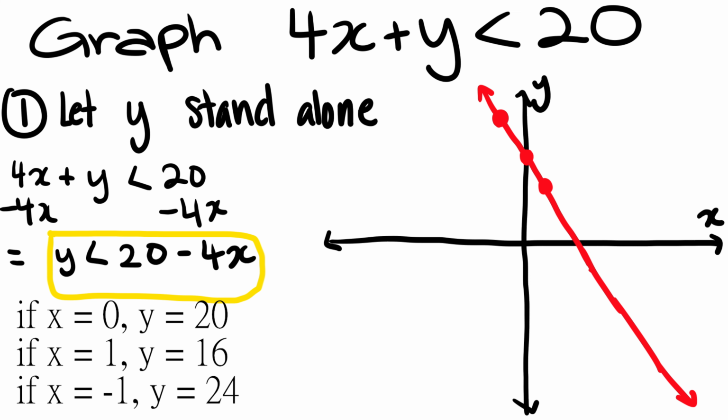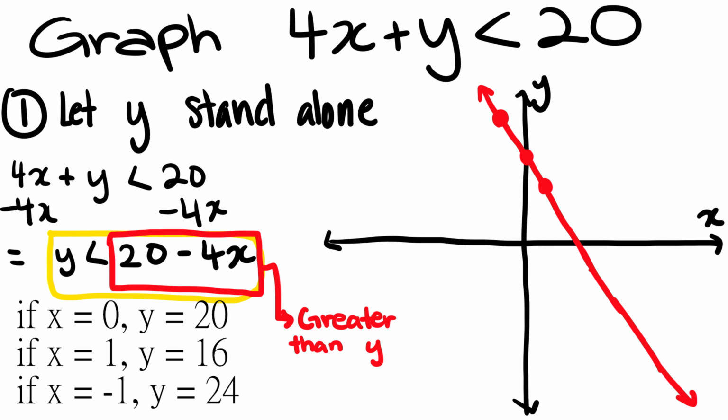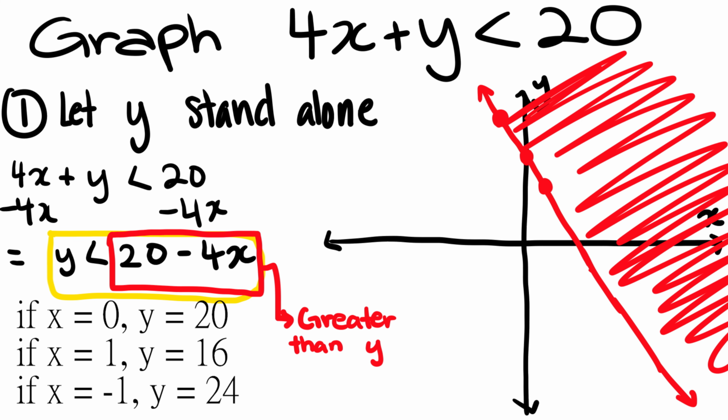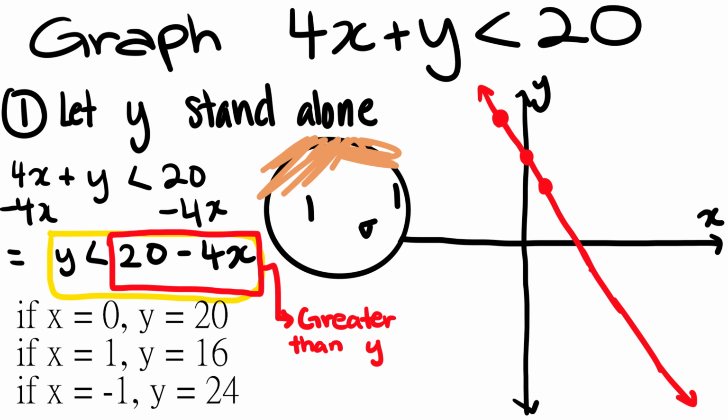So now we have this graph. What about the hungry alligator, aka the inequality? Well, we can see that the hungry alligator is looking towards the 20 minus 4x. That means that whenever you plug in an x value, the 20 minus 4x is always greater than y. To label this on our graph, we can just shade in the part of the graph where 20 minus 4x is greater than y. How do we know which part to shade in?